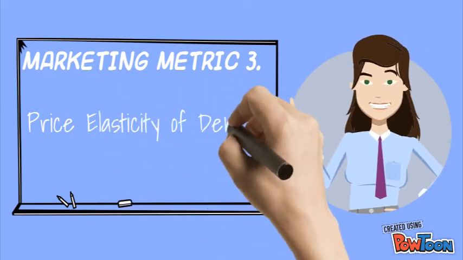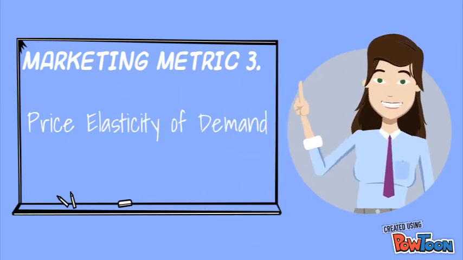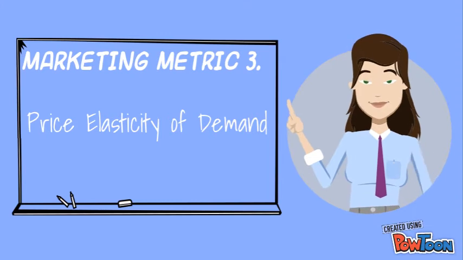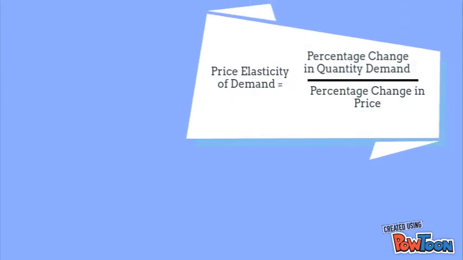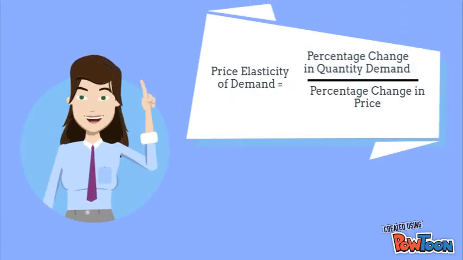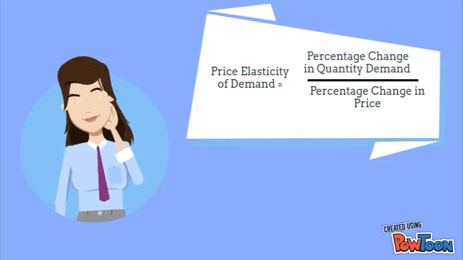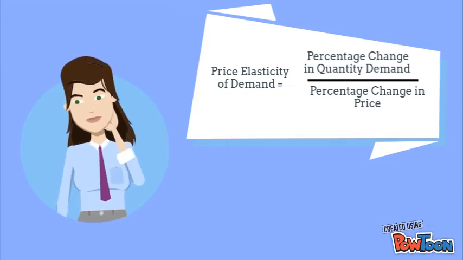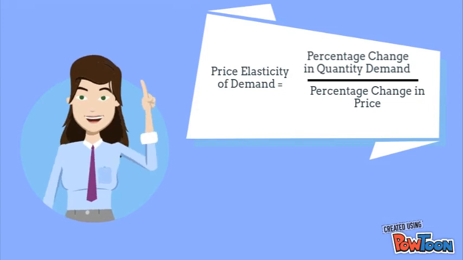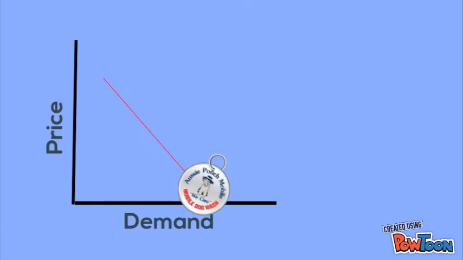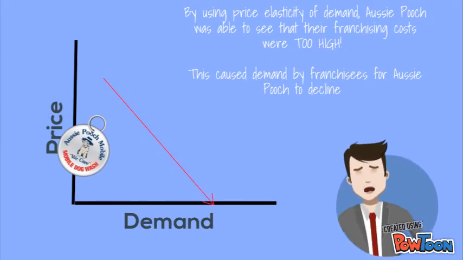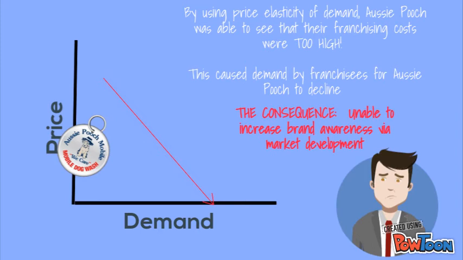Another effective metric is price elasticity. It measures the responsiveness of quantity to changes in price. It is calculated by dividing the change in price by change in demand. For example, it could be used to provide valuable information to Aussie Pooch Mobile about customer satisfaction. For instance, with a negatively sloped demand curve, it is expected that increasing the pricing for franchisees would deter people from wanting to become franchisees of Aussie Pooch Mobile, decreasing demand.